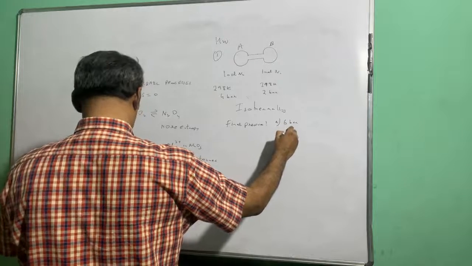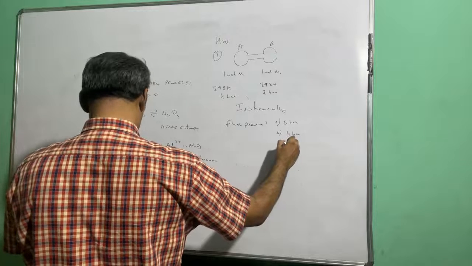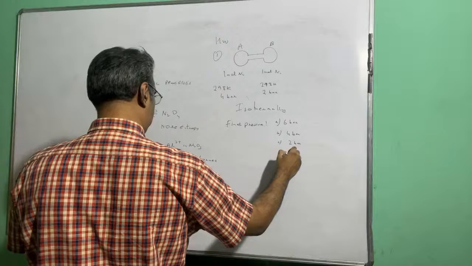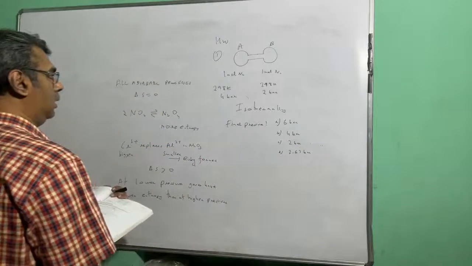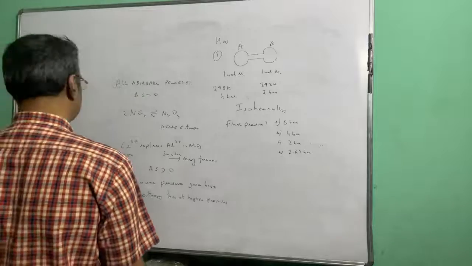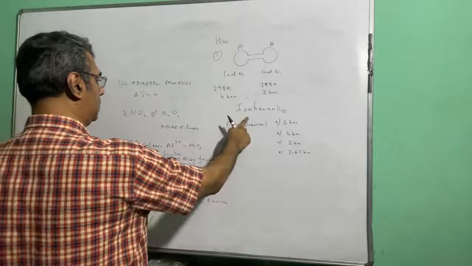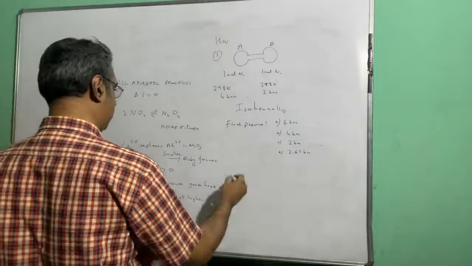So the question is, what is the final pressure? So options are 6 bar, 4 bar, 2 bar and 2.67 bar. So these are the two bulbs. You allow them to mix together isothermally. So what is the final pressure? Options are 6, 4, 2 and 2.67.